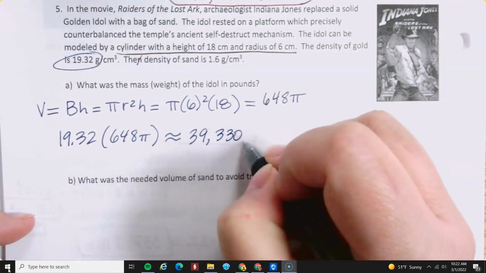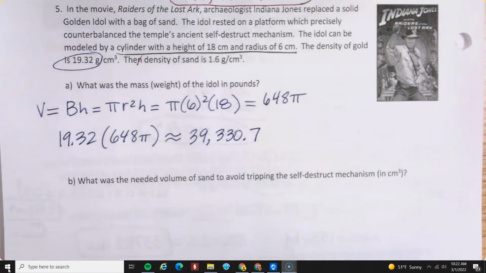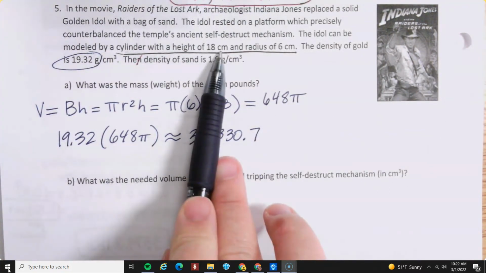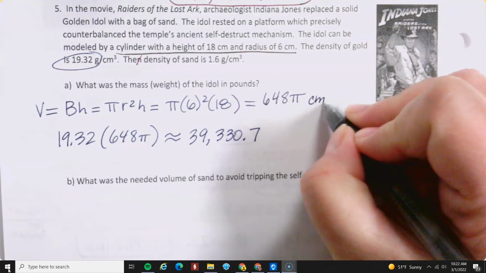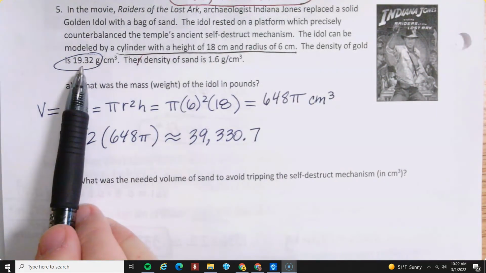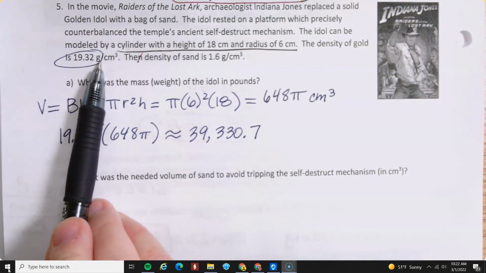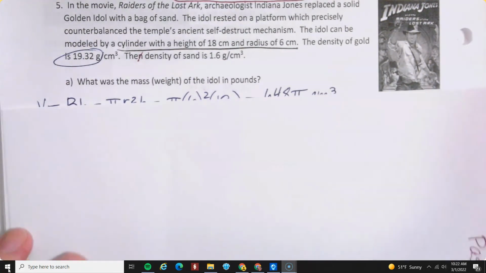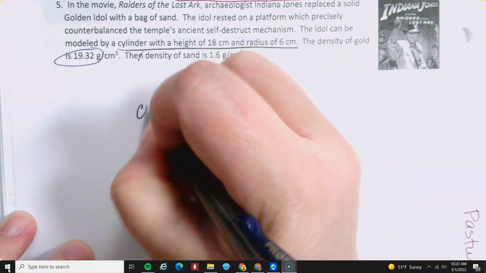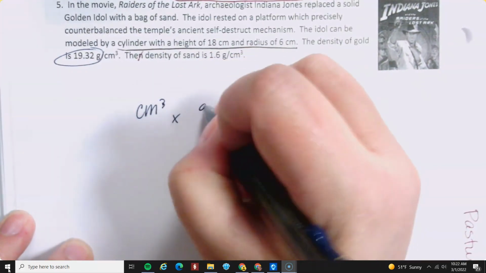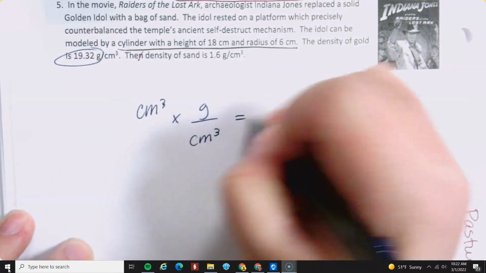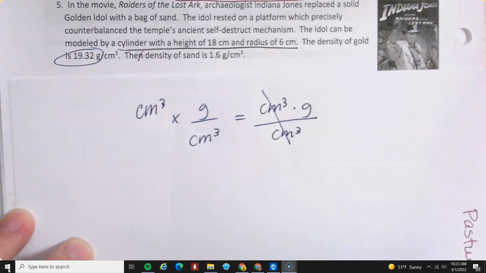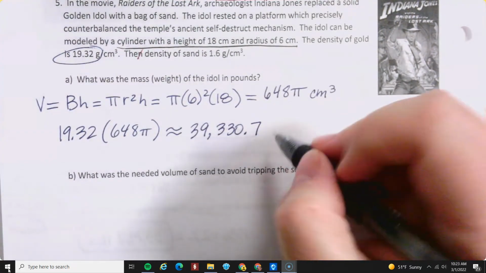Now, is that pounds? How could you pick up something that's that heavy? 39,000 pounds? No. This was cubic centimeters, because it was centimeters. And then the density is in terms of grams per cubic centimeter. So since we multiplied cubic centimeters times grams per cubic centimeter, the cubic centimeters cancel and just give us grams. So this number is in terms of grams.